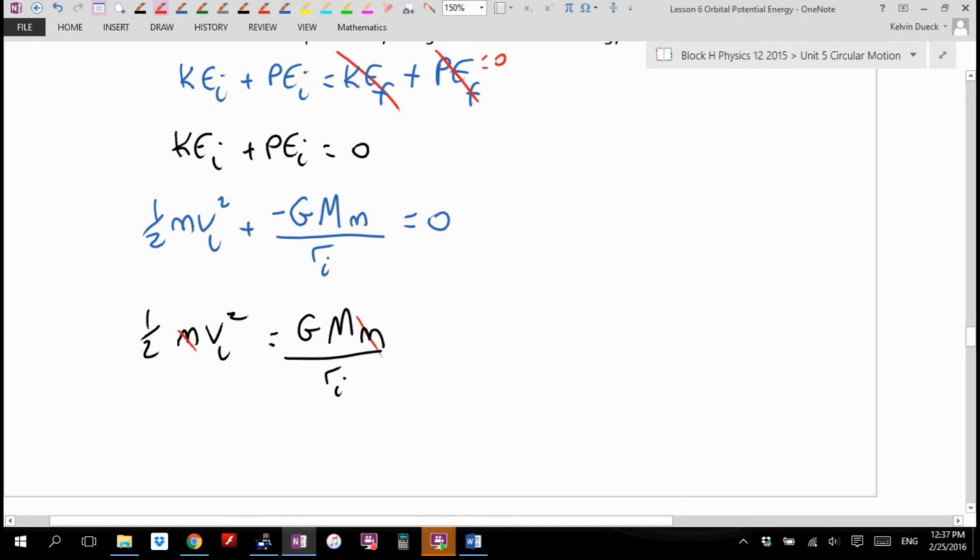I guess I want to get the V initial by itself. How fast do I need to leave the Earth at? How would I get the V initial by itself? What will I do with that 1/2? I could divide by a half, but what's a nicer way to get rid of a 1/2 on one side? Okay, let's cross this out. Let's put a 2 there. That gives me VI squared.